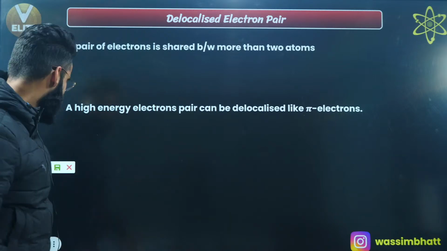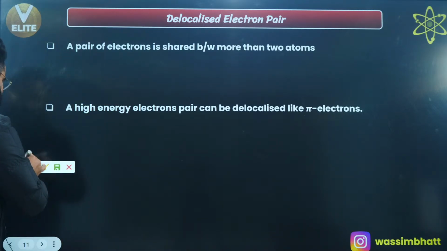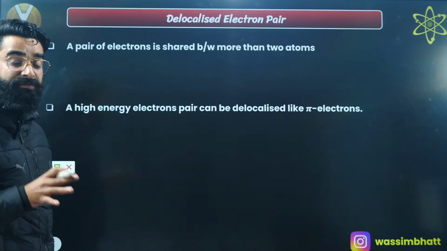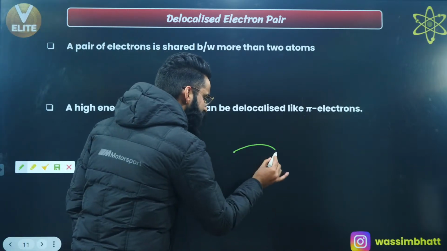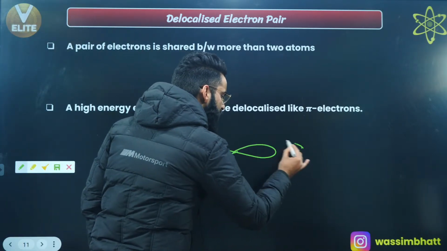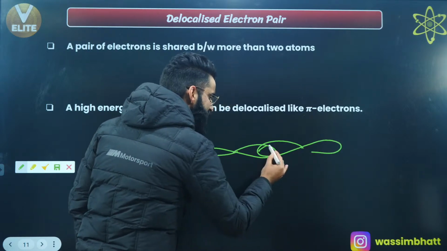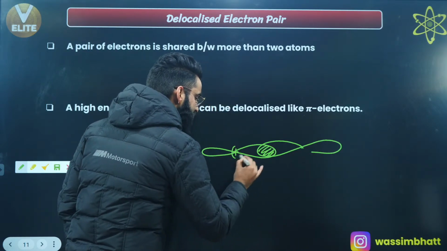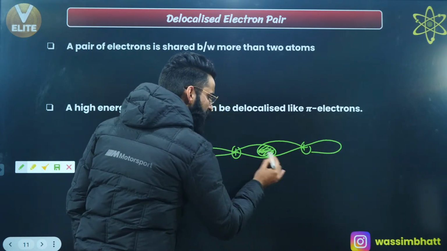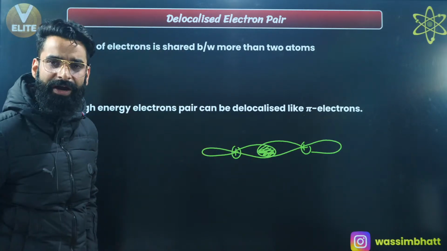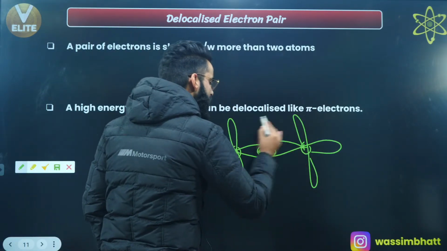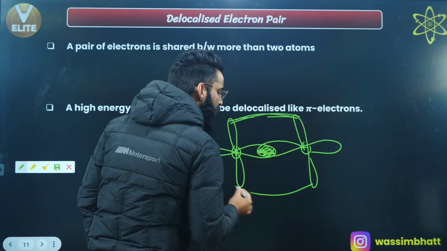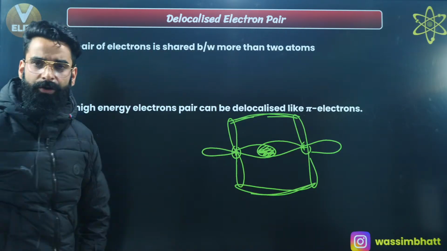We discussed chemical bonding only a few days back. In chemical bonding, I've shown you how a sigma bond gets formed and how a pi bond gets formed. A sigma bond is formed by the axial overlap of atomic orbitals. This is the nucleus right here, this is the nucleus of one more atom. This is the sigma bond which gets formed by the head-on overlap. And by the parallel overlap, the pi bond gets formed.